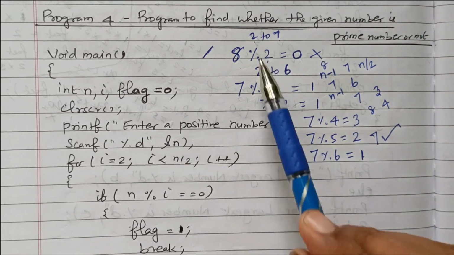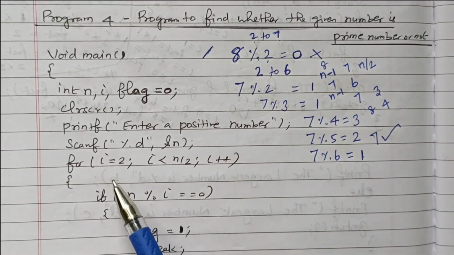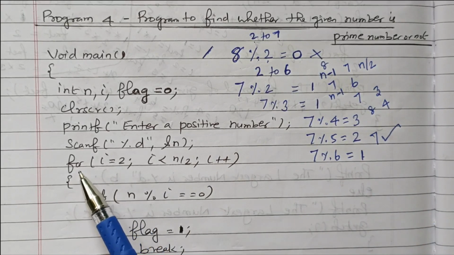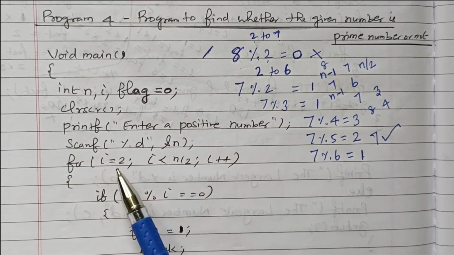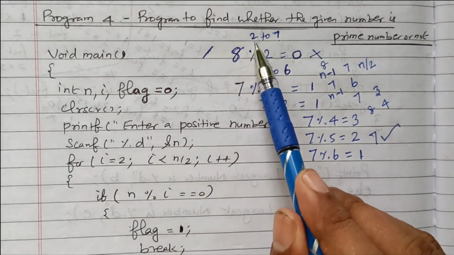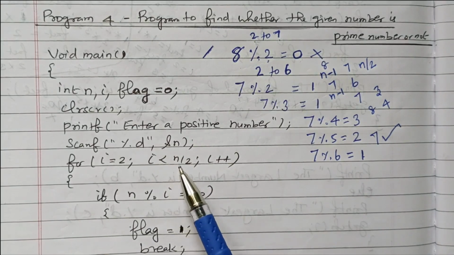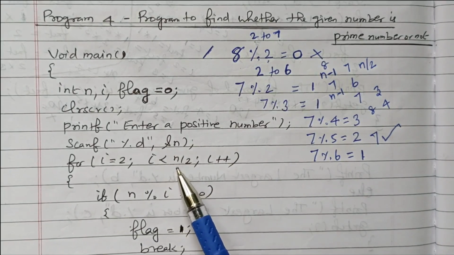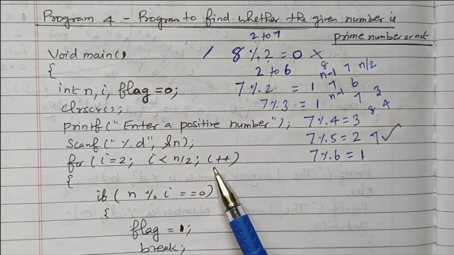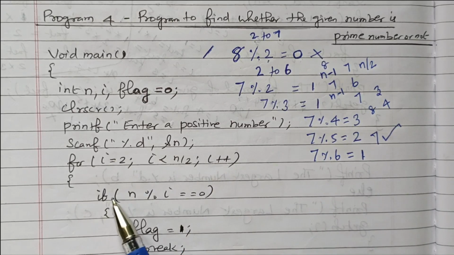Then i plus plus, because 2, 3, 4, 5 means i equal to i plus 1, right? We know that a for loop has 3 statements: initial value, condition, increment. The initial value is 2. The condition is that we can go up to n minus 1, but n by 2, half of the number, itself is enough. Then the increment is 1, i equal to i plus 1, that is i plus plus, right? Now this is the process.